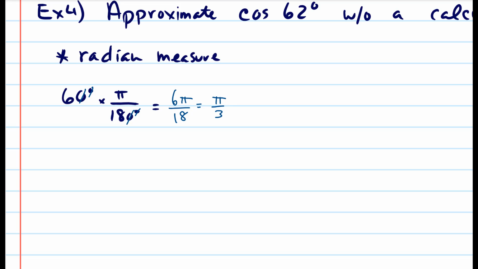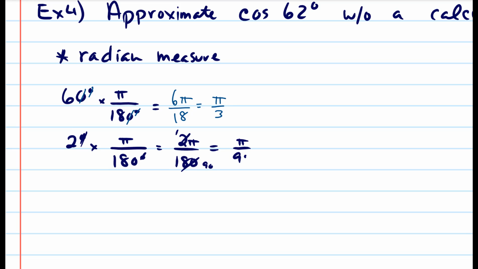So we should do that. So 2 degrees added in, the degree sign goes away, and we're left with 2 pi over 180, and then we can reduce those by 2, and we're left with pi over 90. Okay, so there it is. That's 60 degrees. That's 2 degrees.